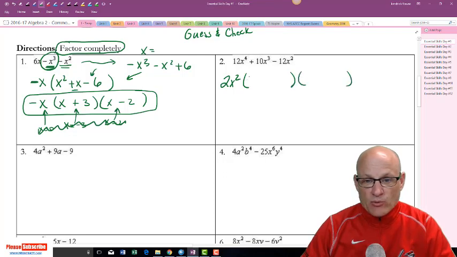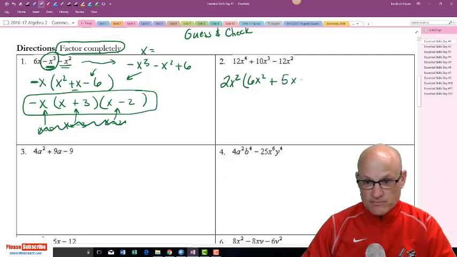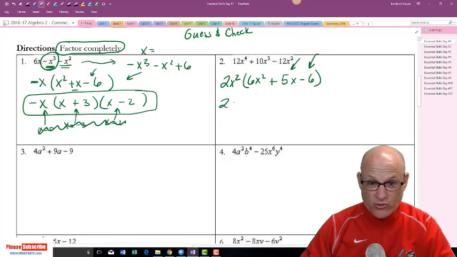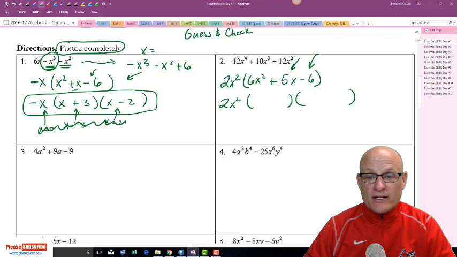And that leaves me with 6x squared. Oops, I forgot. As soon as you take a GCF, it's still a trinomial. Plus 5x, minus 6. I told you, we love 6. 6 and 5 messes kids up all day long. You think, oh, 2 and 3. Sometimes yes, sometimes no. Oh, wait, we got a 6 at the beginning too. Oh my goodness, this is going to be a pain in the neck.